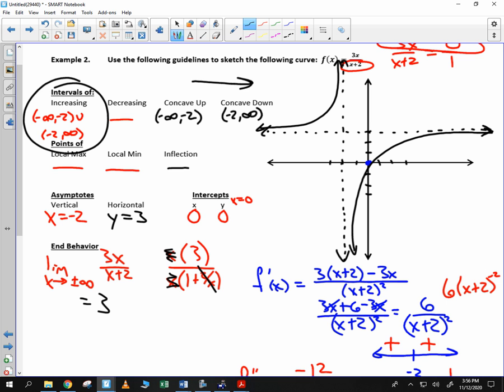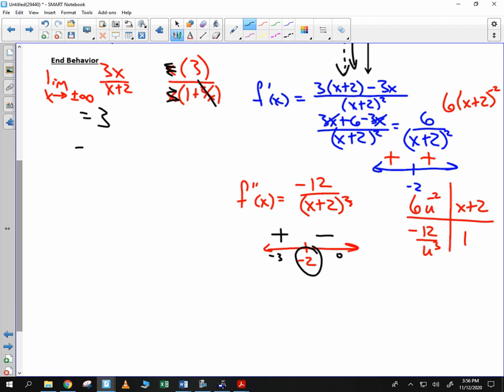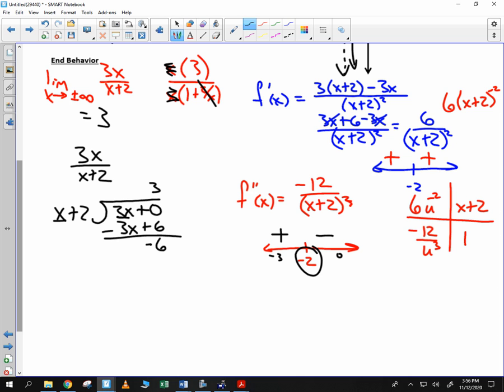I do just want to show you one last thing, as I do find it very interesting. Notice the function was 3x over x plus 2. Last year we talked about taking x plus 2 and dividing it into 3x. What do you multiply x by to get 3x? You multiply by 3. 3x plus 6, subtract, and you get -6. So 3 minus 6 over x plus 2, or in other words, -6 over x plus 2 plus 3.